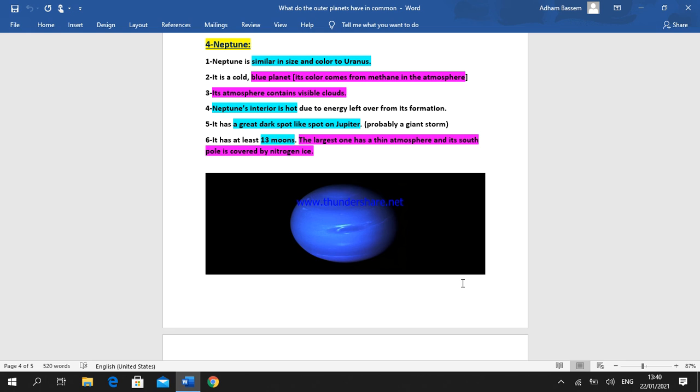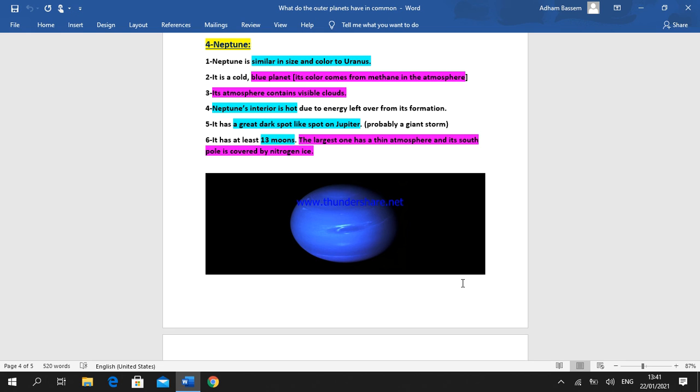Neptune's interior, or internal structure, is very hot, due to the energy left over from its formation. And Neptune also has a great dark spot. Jupiter has a great red spot, but Neptune has a great dark spot. The scientists think that it probably happened due to a giant storm, which caused a great dark spot on the surface of Neptune.